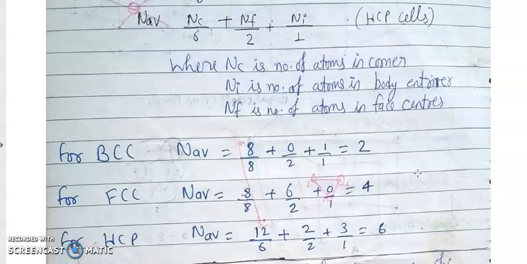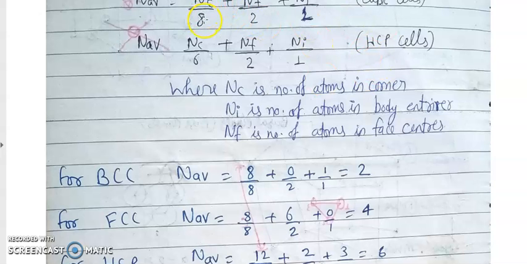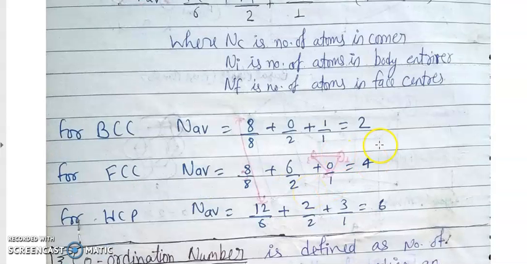Now for BCC, first is our N_C, the number of atoms in the corner. As you know, in the corner the total number of atoms is 8, while in the body interior there is 1 atom, and in the face center you will find 0. So as per the formula of this cubic cell, N_C by 8, N_F by 2, N_I by 1, you will get 2, meaning for BCC the average number of atoms is 2.